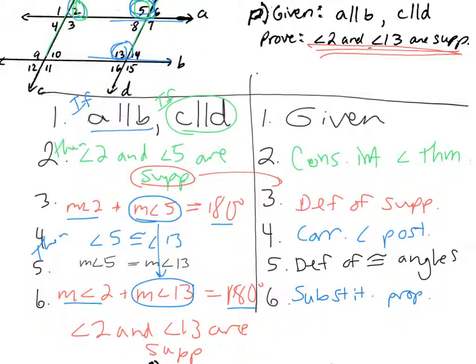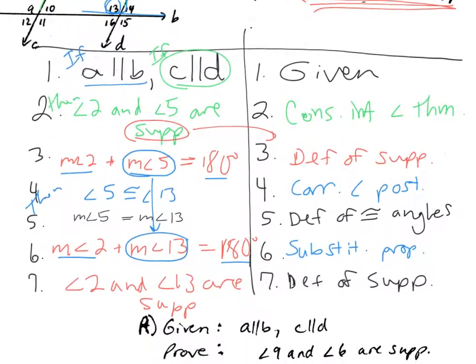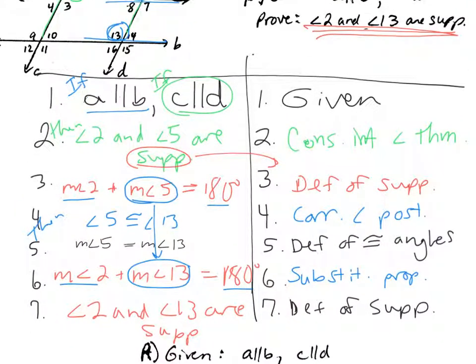Just a quick note, that one could not be transitive because I'm not replacing the entire side of the equation. I'm only replacing that one part, angle 5, with angle 13. So that's it. Strictly substitution, not transitive. And that allows me to conclude step 7 by my definition of supplementary angles there, because I knew the two angles were equal to 180 degrees, and therefore I'm concluding that they're supplementary.